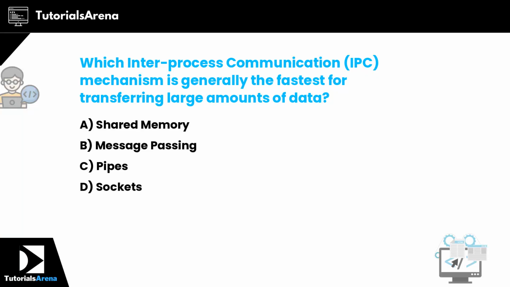Which interprocess communication (IPC) mechanism is generally the fastest for transferring large amounts of data? The correct answer is option A, shared memory.